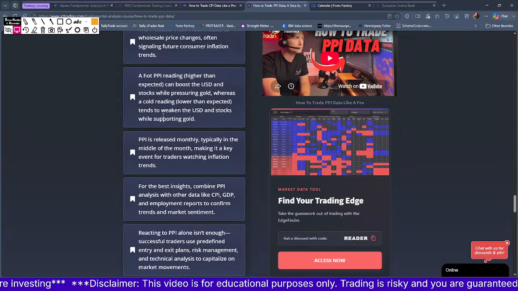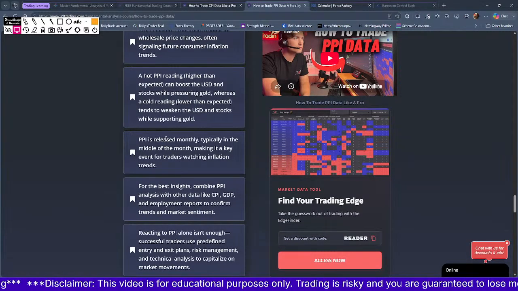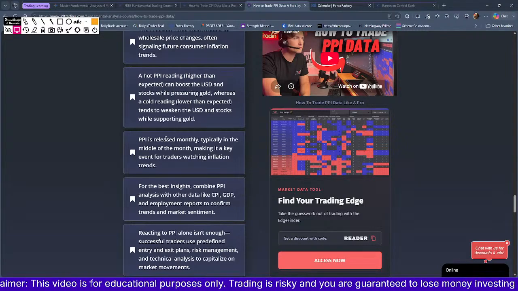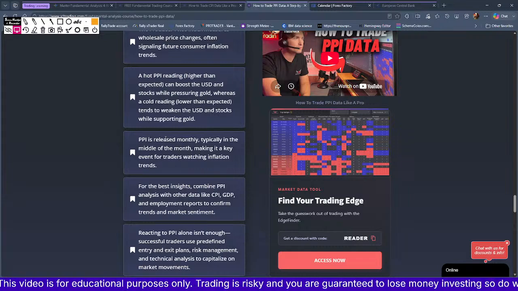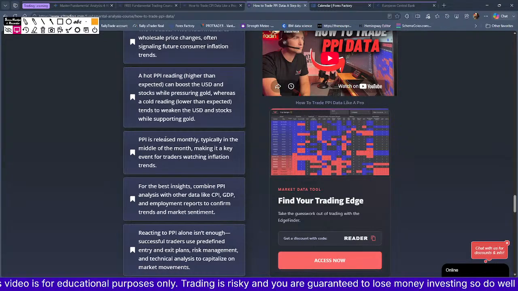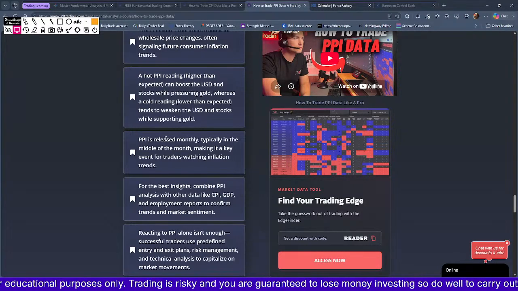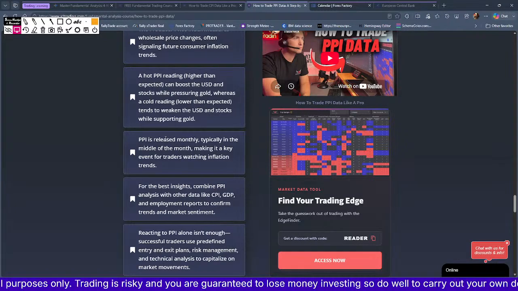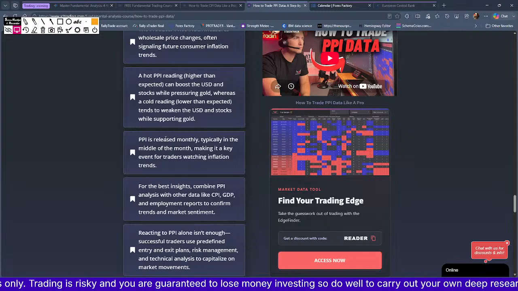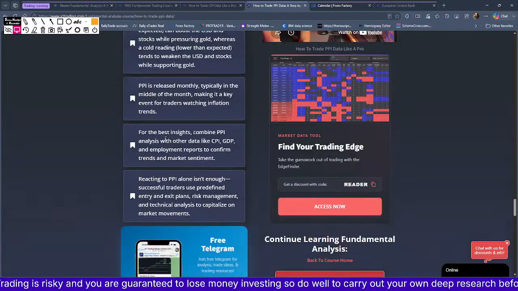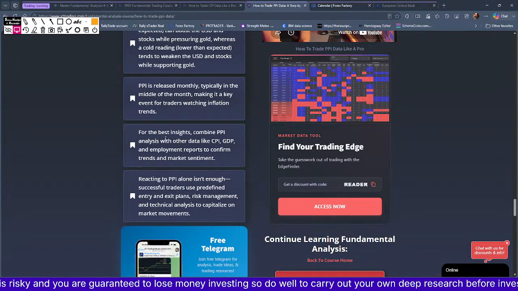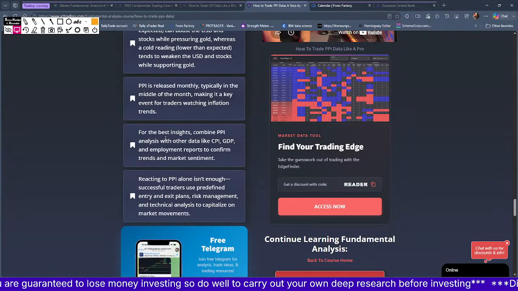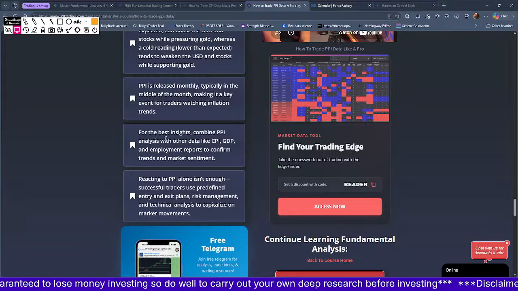Then we have the situation where PPI is cold, where you want to buy metals because of the fact that you know that the growth rates of your money in other places is going to be slower. Now, PPI is released every month. It's typically around the middle of the month, making it a key event for traders watching inflation. For the best insights, combine PPI analysis with things like your CPI and GDP and employment data also to see the current market trend that's actually ongoing.